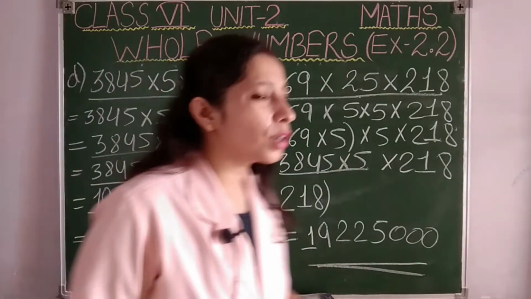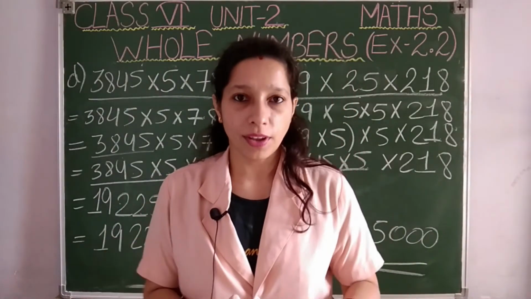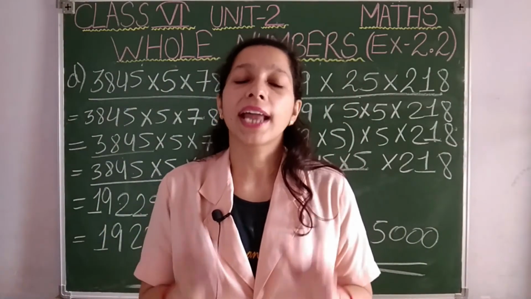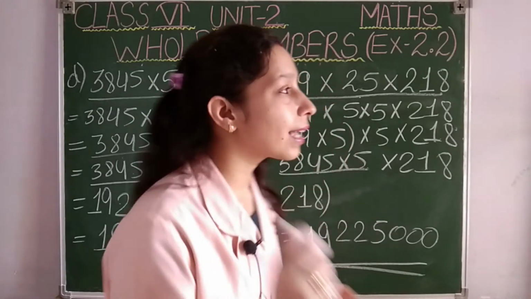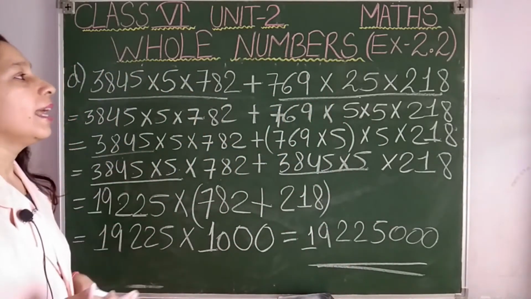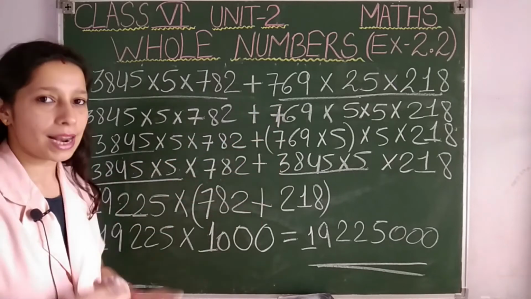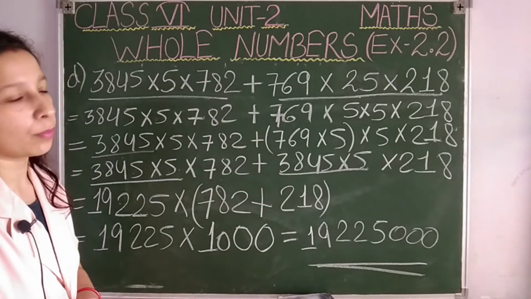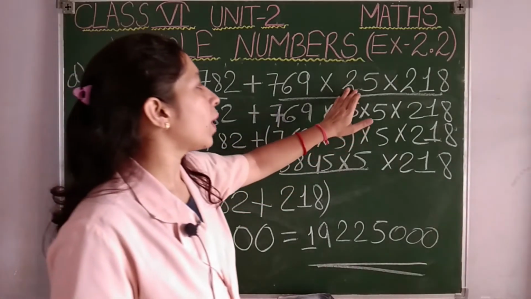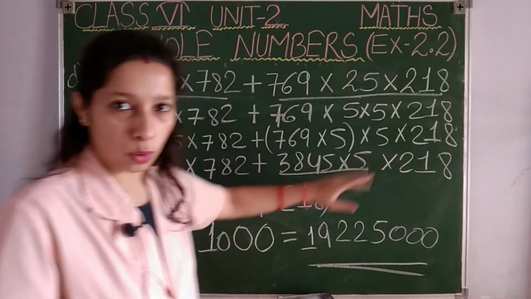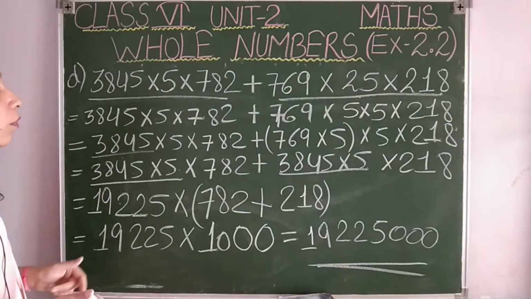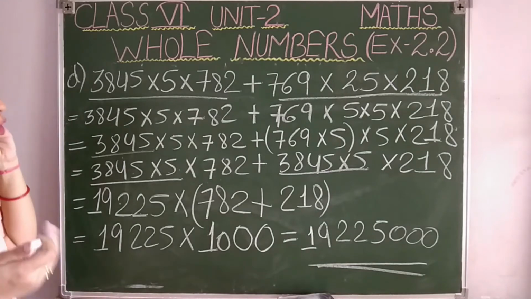See students, this question is a little bit different from the rest of the questions. So practice this question 2-3 times, then only it will be clear to you. Once again I am explaining the main points here. Here I was not having any number as common, but I have to use distributivity property. So what I have done, I have written 25 as 5 into 5. Okay, this was the first step.